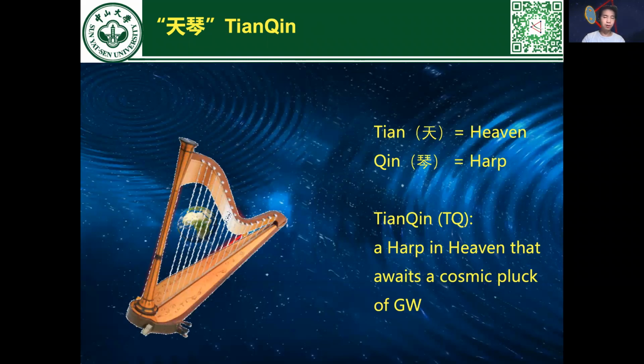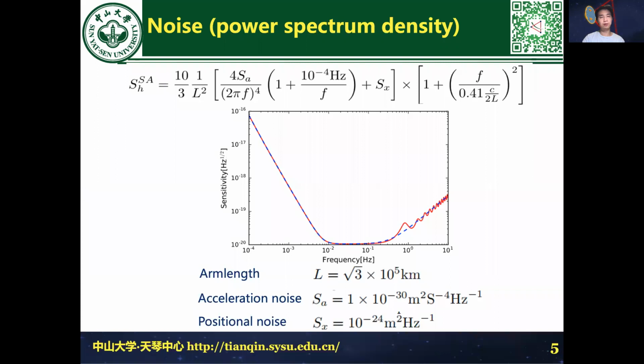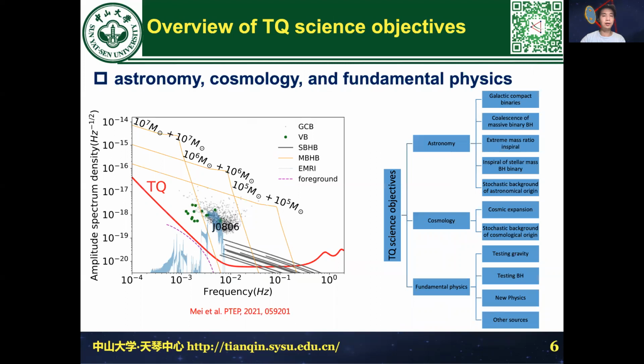And for us astronomers, all we need from our colleagues doing experiments is this curve, which boils down to three parameters: the arm length, the acceleration noise, and the positional noise. As long as we have these parameters, we can predict what kind of astronomical sources we can detect and how accurately we can make the measurements. This is exactly what we have been doing for the past few years, and our work can be boiled down to this diagram on the left-hand side.